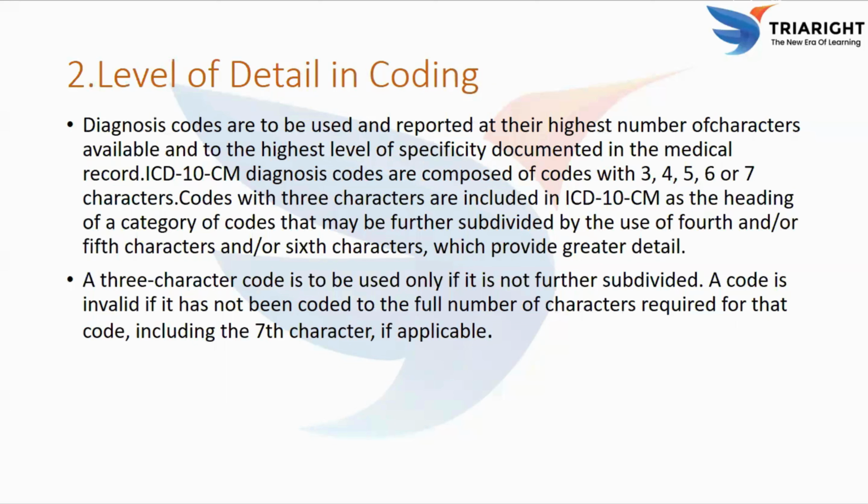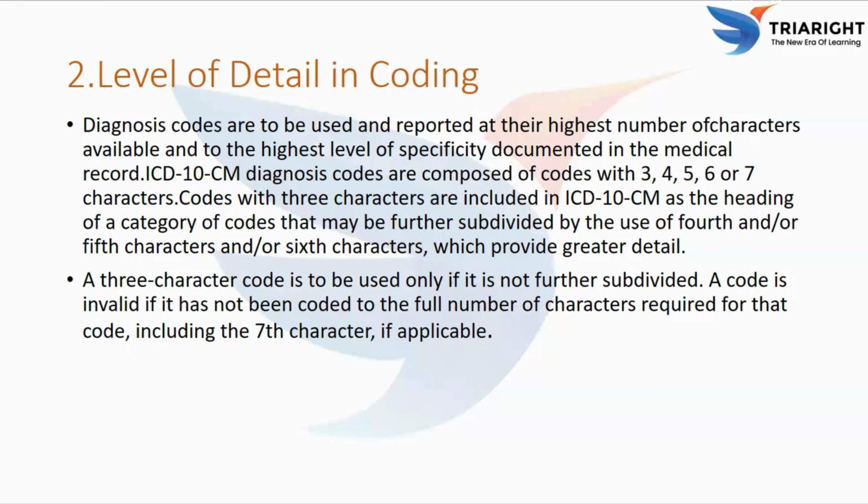This can be expanded by adding more characters for the details. Like 4th, 5th, 6th characters, they give more detail like type, cause or location. Whereas the 7th character gives extra information such as the encounter type, nothing but either it's an initial encounter or subsequent encounter, or it might be a sequela. So what is the important rule in the level of detail? A 3 character code can be used only if there are no more specific codes under it.